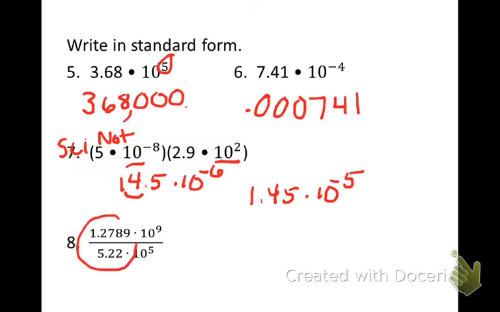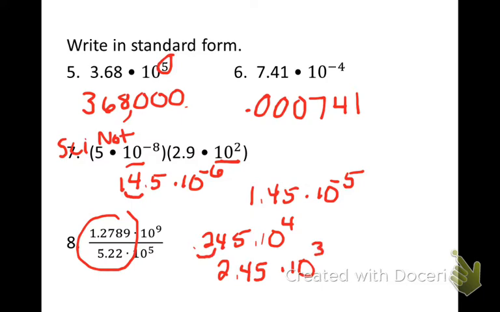Here I just divide these numbers as usual. Again, you can use your calculator. You're going to get 0.245 times 10 to the, subtract your exponents, you're going to get 4. It's not in scientific notation because 0.245 is not between 1 and 10. So you put your decimal point in there. Here's where it was. You need to move it 1 to the left, so that's going to be subtract 1 from your exponent, so it's going to be to the 3rd power.